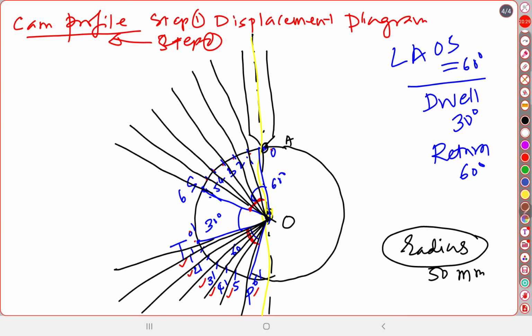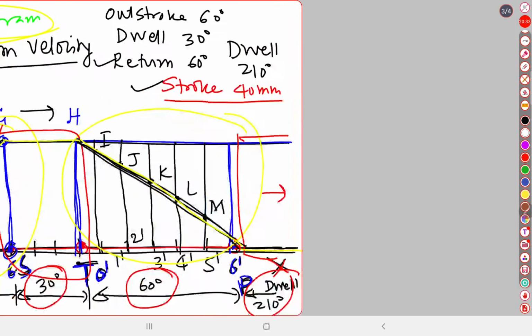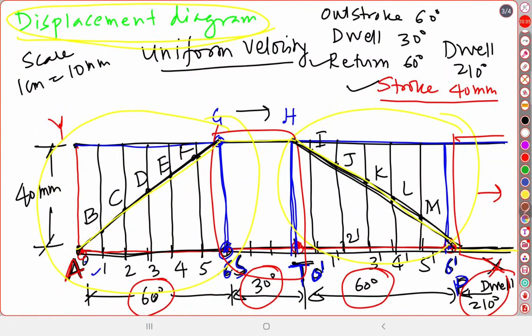After that, from the displacement diagram, you will see that in the previous picture there is a displacement diagram. You have to measure this distance from 1 to 2 like this. You have to measure this distance from 1 to B, 2 to C. With the help of a rounder, we have to take all these distances and mark them on the cam profile diagram like this.